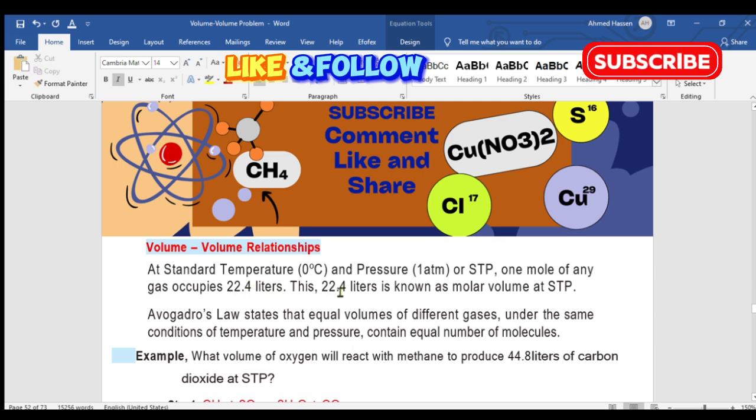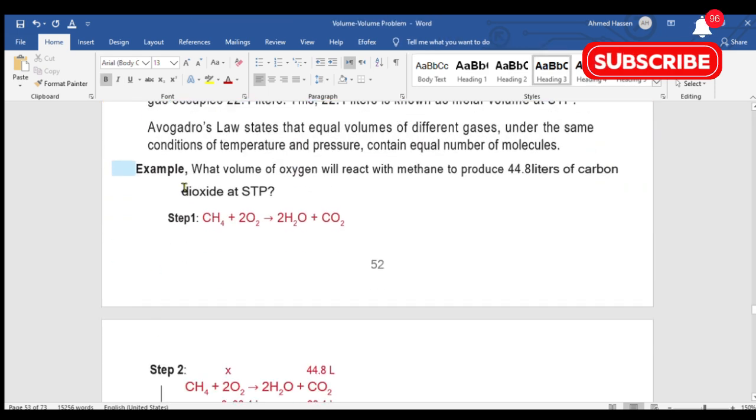This 22.4 liters of space, which is occupied by 1 mole of any gas, is known as the molar volume at STP. Avogadro's law states that equal volumes of different gases under the same conditions of temperature and pressure contain an equal number of molecules. With this idea, we'll do many chemistry problems relating to volume and volume relationships.